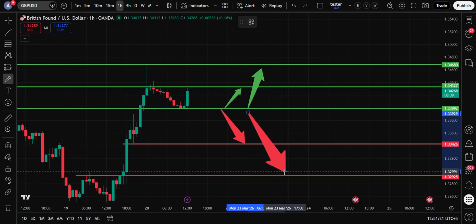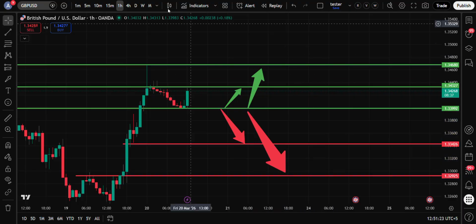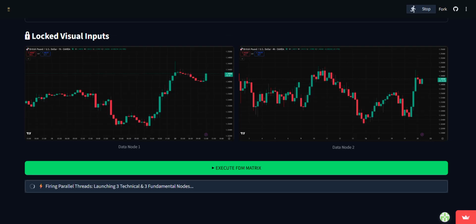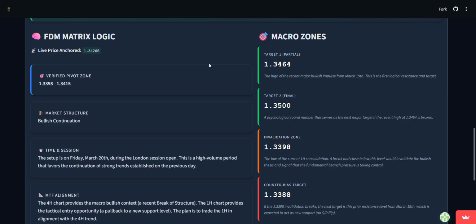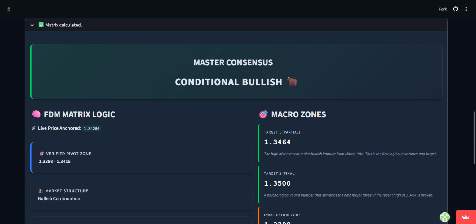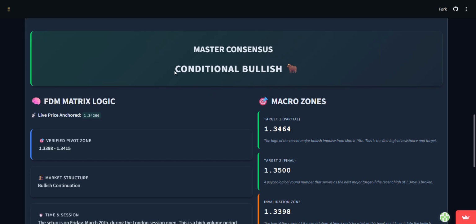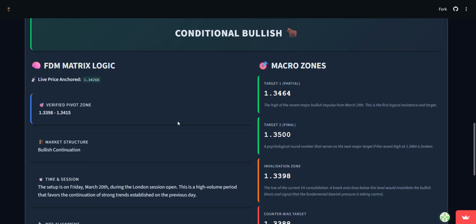So wishing you guys the best of luck. Let me see what the AI is doing. Let's wait for its analysis. Okay, guys, so it is conditional bullish. Okay, the AI is smart. Okay, I get that. AI is very smart. It can say bullish side, conditional bullish. Okay, market structure bullish continuation.